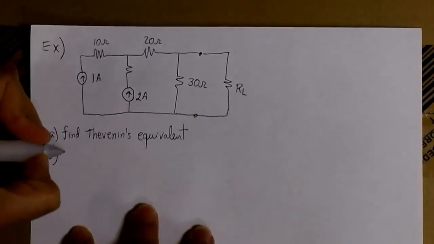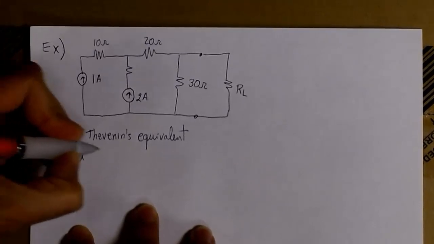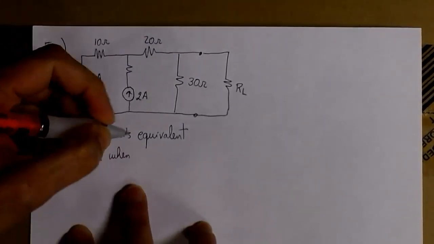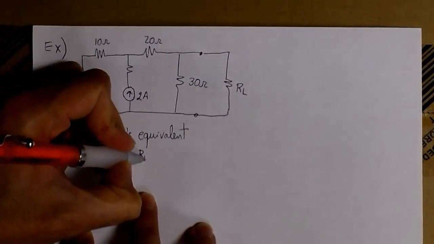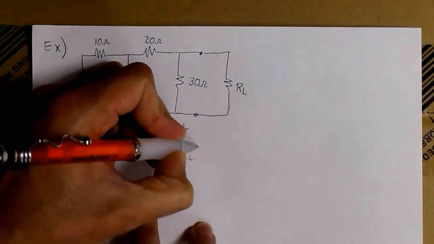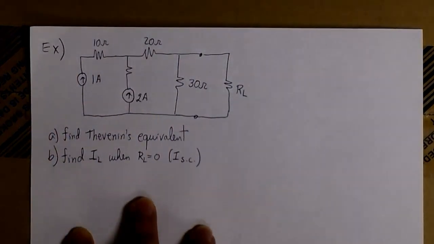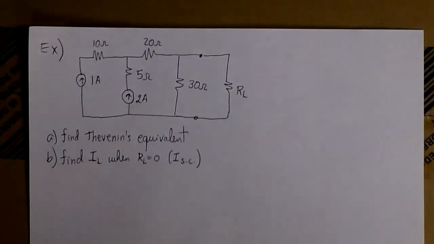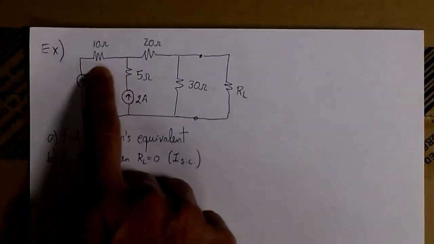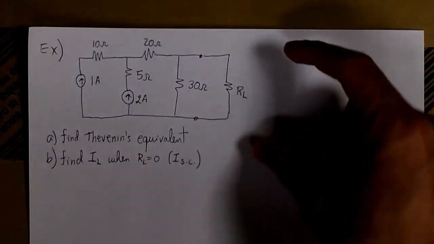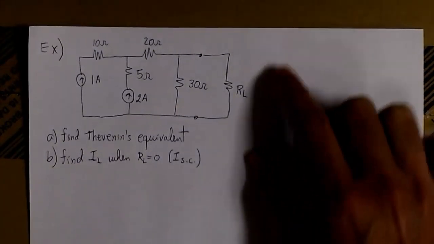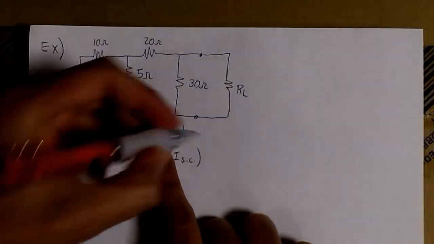And we're also interested in finding the value of the current flowing through the load when the load is zero. And we're going to be using the equivalent circuit to do this. This current is also known as ISC, which means I short circuit. Here we have two current sources, four resistors, and then we have the load connected between these 2 points. We want to find the Thevenin's equivalent.